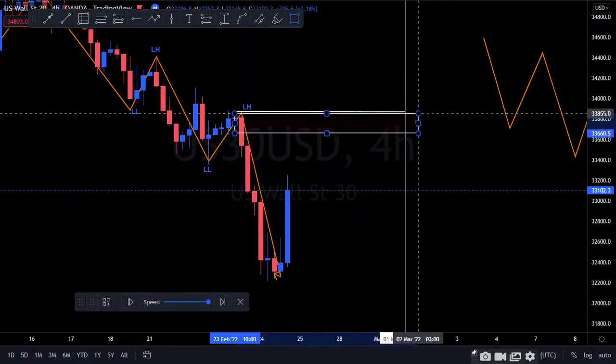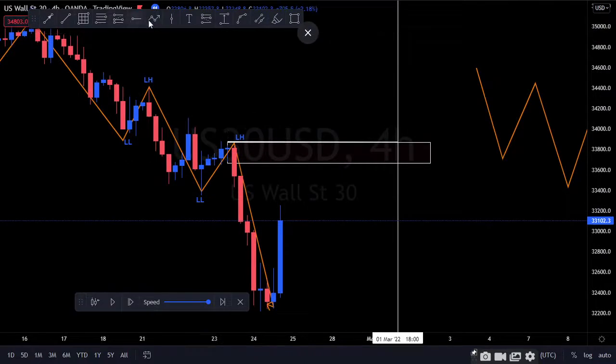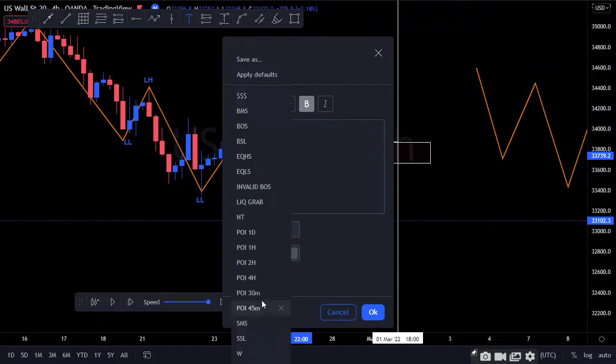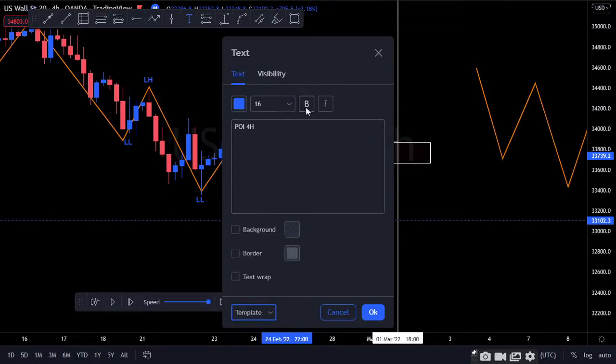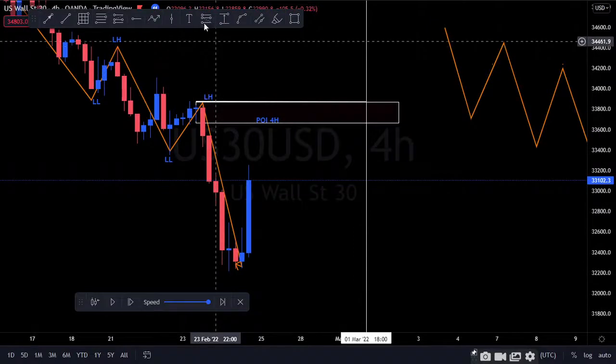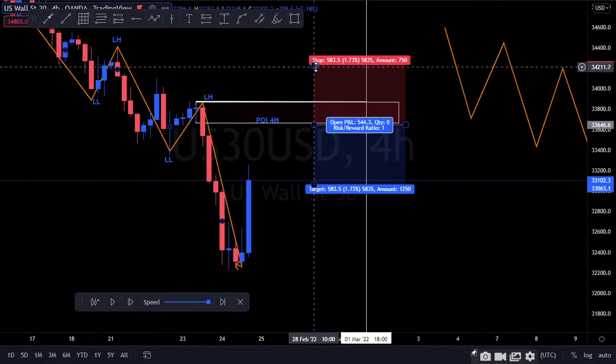and it's also a supply zone. Let me write it. This is a 4 POI, point of interest. It's also a supply zone, so you will be looking for a sell here. You will be looking to sell the US 30 here.